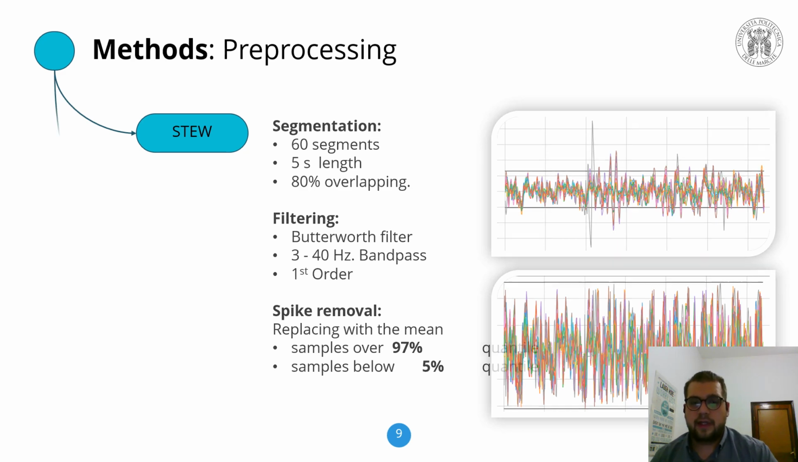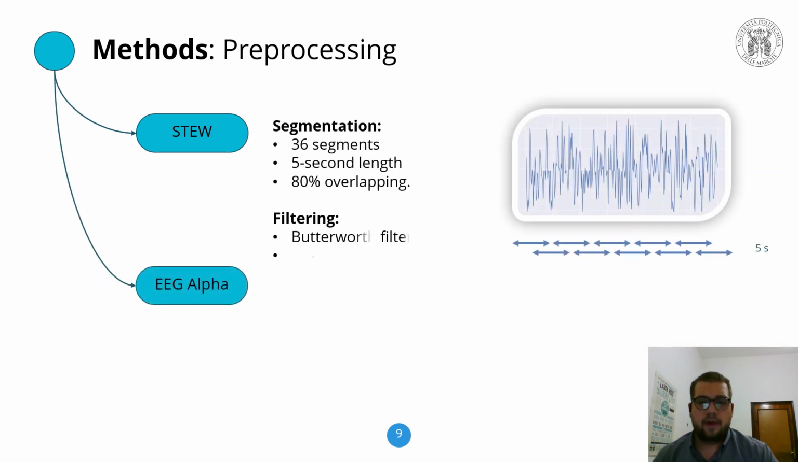The preprocessing applied to the EEG alpha wave dataset is almost the same. We applied the same segmentation and the same filtering, but we obtained a smaller number of segments because the recording is shorter.